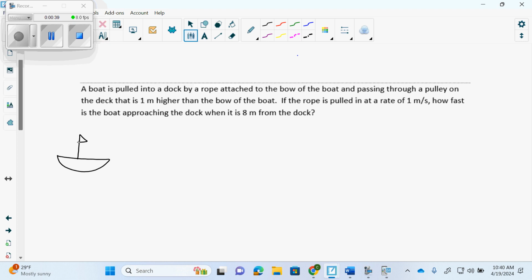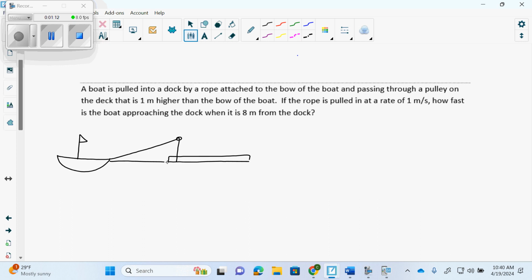All right. A boat is pulled into a dock by a rope attached to the bow of the boat and passing through a pulley on the deck. So we have a dock with a pulley of some sort. We'll make it as crazy as possible. Anyways, we have ourselves a what made out of it? A triangle. Okay, we have a triangle.